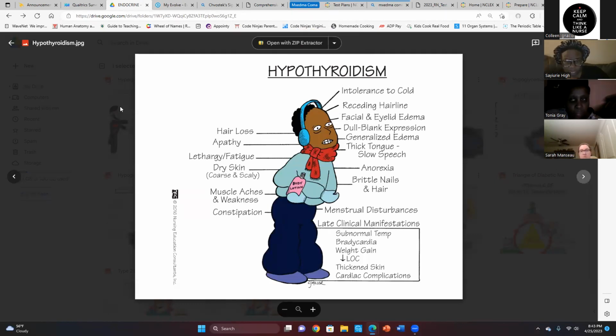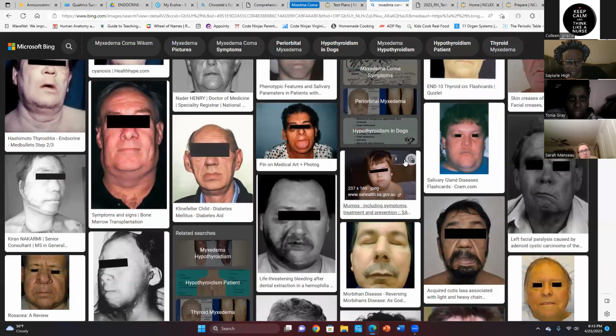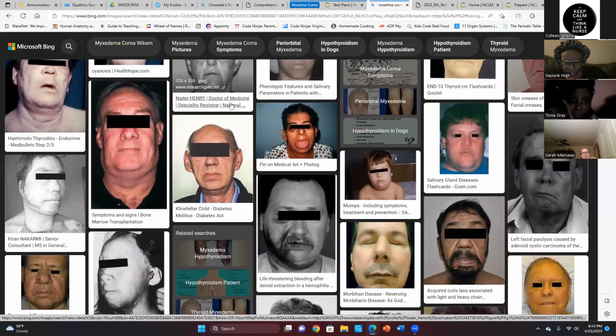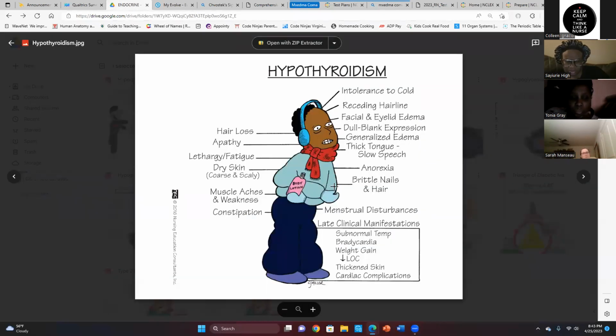Yes, they've got that blank stare, that's a part of it. The thick tongue is another part of it as well. That goes with it. Your nursing consideration is to provide them a warm environment, because they are going to be freezing. They're going to have that cold intolerance.